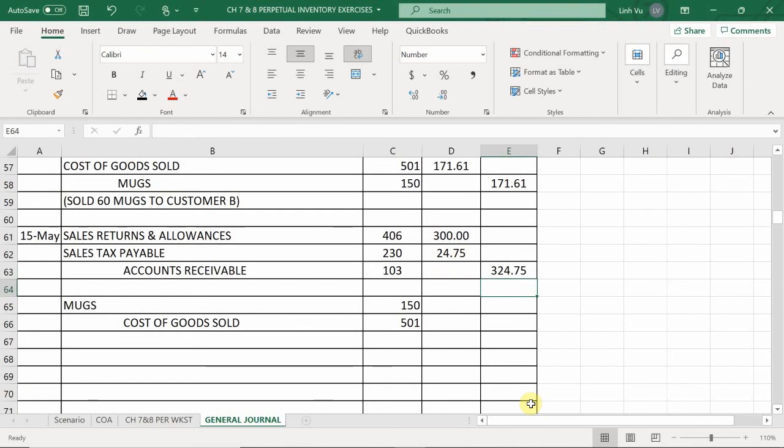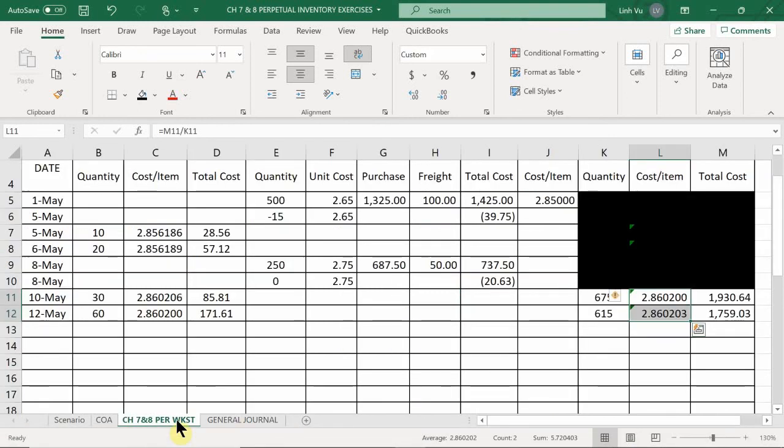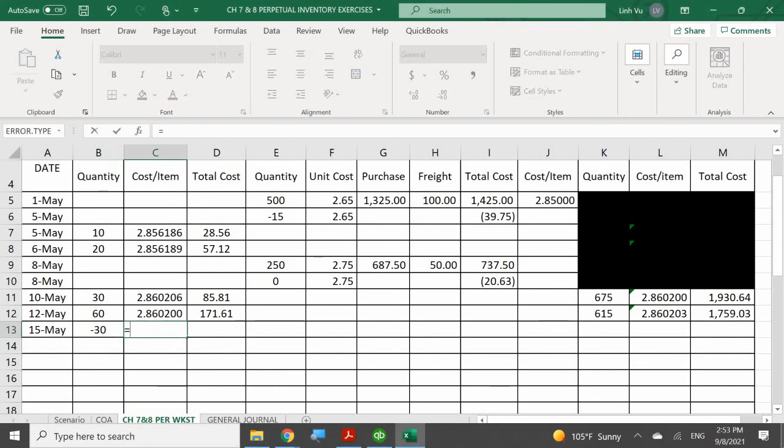Okay. And then, of course, we have to also figure out how much to put back into my inventory. So I'm going to go to my inventory worksheet. I'm not going to reverse anything. I'm going to calculate it exactly how it should be calculated, except this time, instead of an actual cost of goods sold, for the 15th we're going to do a negative amount. However, how much is the average cost for this batch of inventory now?